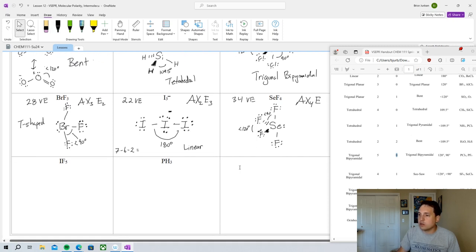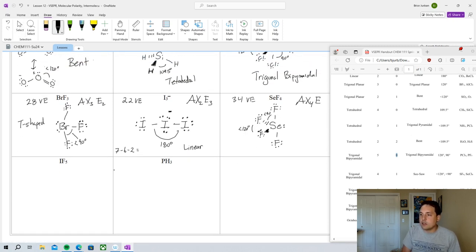All right, so let's keep going. IF5. We can figure out how many electrons we have to start again. So 6 times 7 is 42. And then 8 times 5 is 40, leaving us with 2 electrons left over. So this is going to be an AX5E notation, which we haven't done yet.